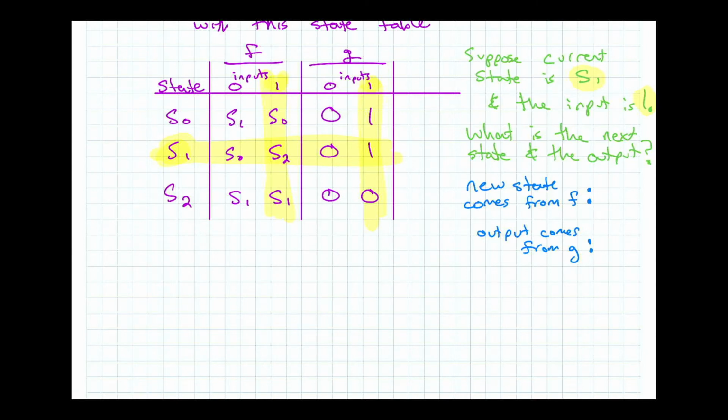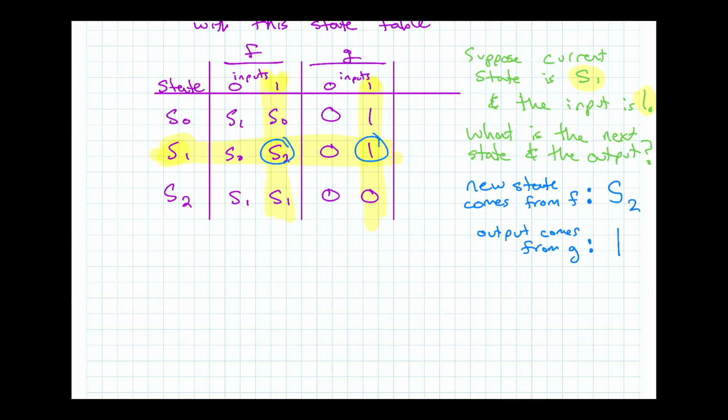The function f tells you the new state. So S1 and 1 leads you to S2. That's the new state. The other intersection is over here, S1 and 1, and this is going to be the output. So in this case, it's 1. Right, so does that make sense? That's not the question that was being asked, but that's how you read this state table.